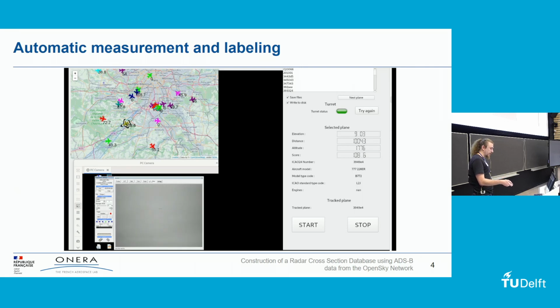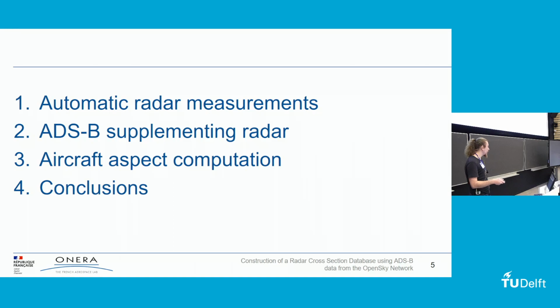Another example, we are following a Boeing 777, and then the radar switches target on an A330, which is here. Oh, yeah, there you go. So you can see that we have access to a lot of different aircraft aspects, which is quite nice for radar measurements. So what is the outline of this presentation? First, I'll dwell a little bit more on automatic radar measurements. Then how we use ADSB data to supplement the radar processing. Finally, I will talk briefly about aircraft aspect computation, and then conclude this presentation.